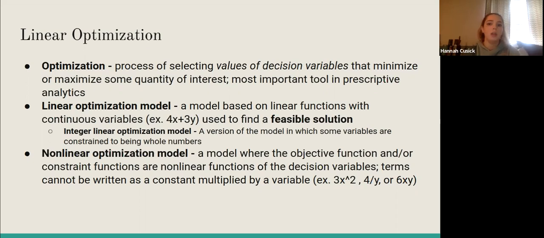A nonlinear optimization model is a model where the objective function and/or constraint functions are nonlinear functions of the decision variables, and the terms cannot be written as a constant multiplied by a variable. An example of this would be 3x squared, or 4 divided by y, or 6xy. Nonlinear optimization models often require more creativity and analytical expertise, and will often require different solution techniques than a linear model.